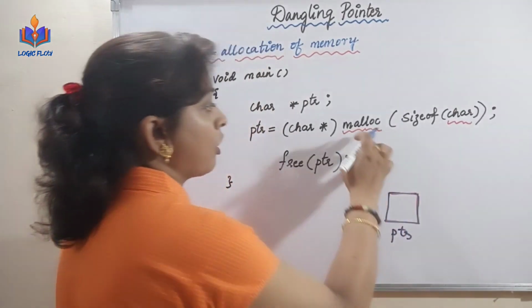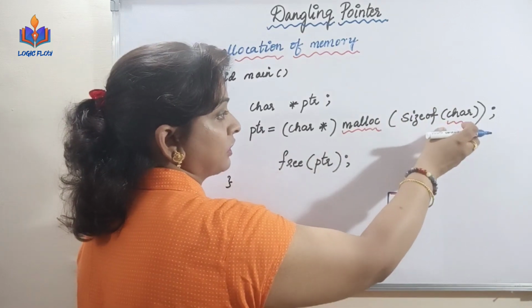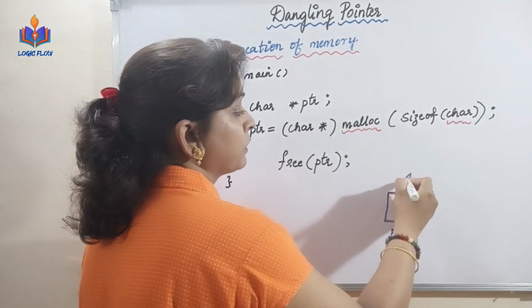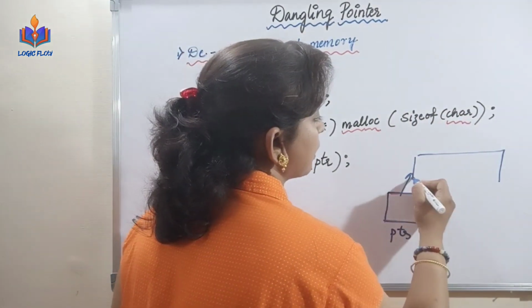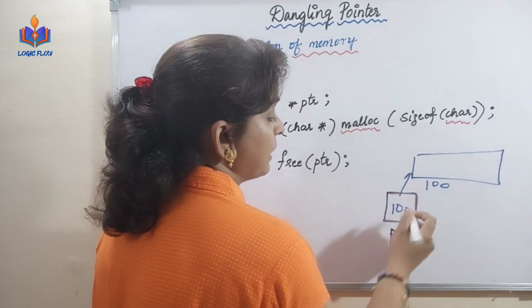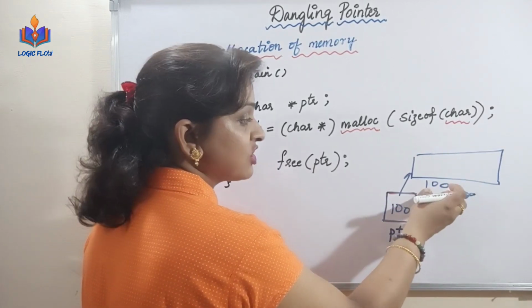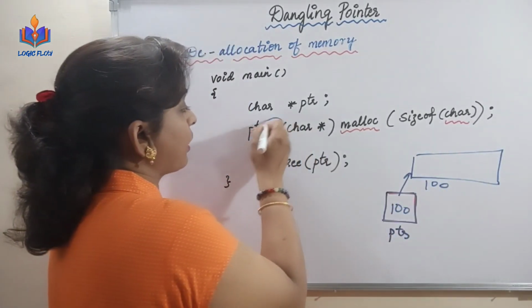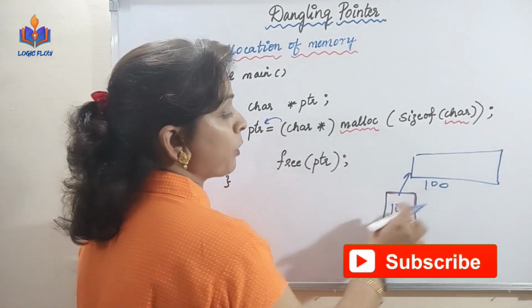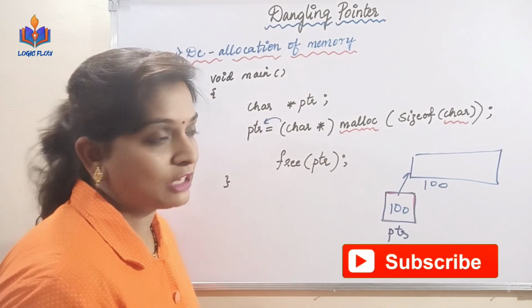Now the malloc function is allocating some amount of memory to the size of character type, meaning 1 byte of memory. So it is pointing to this memory. Say the address is 100. So this address will be held here. This newly allocated memory address will be stored in this pointer ptr. So now ptr is pointing to 100, so that I can store character type values.